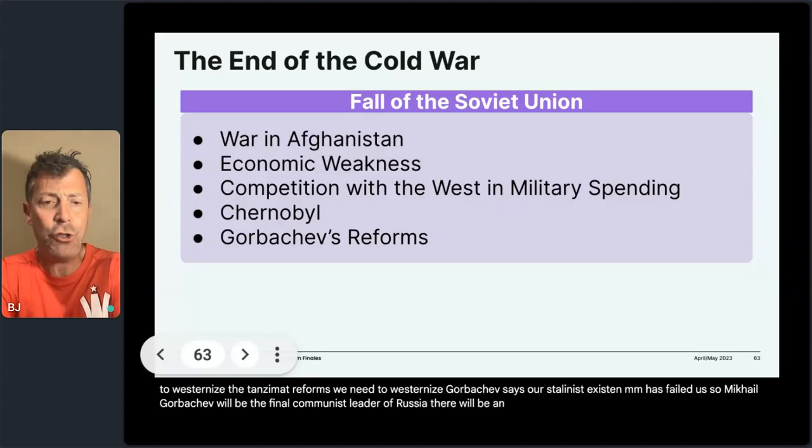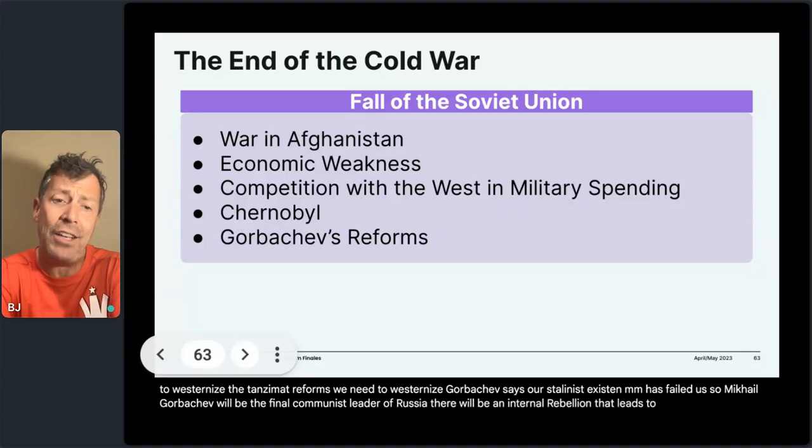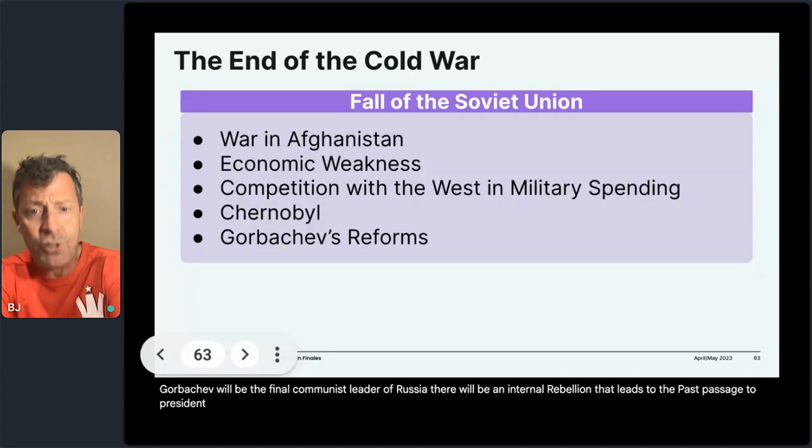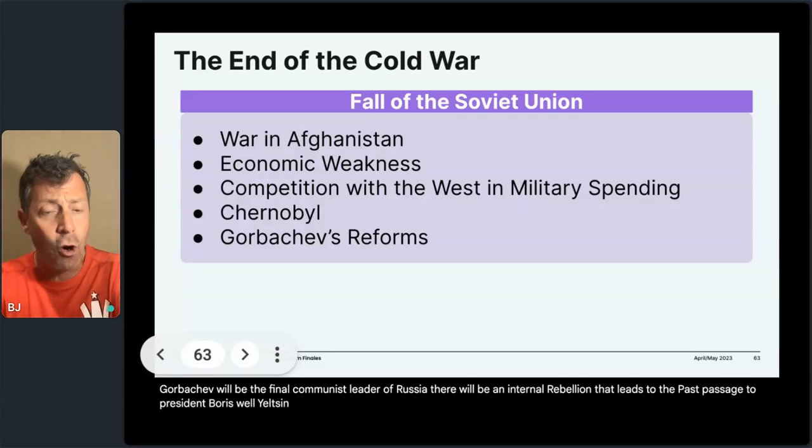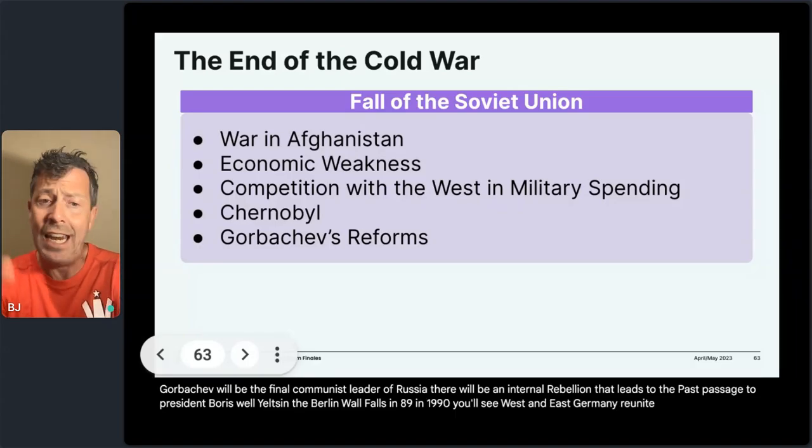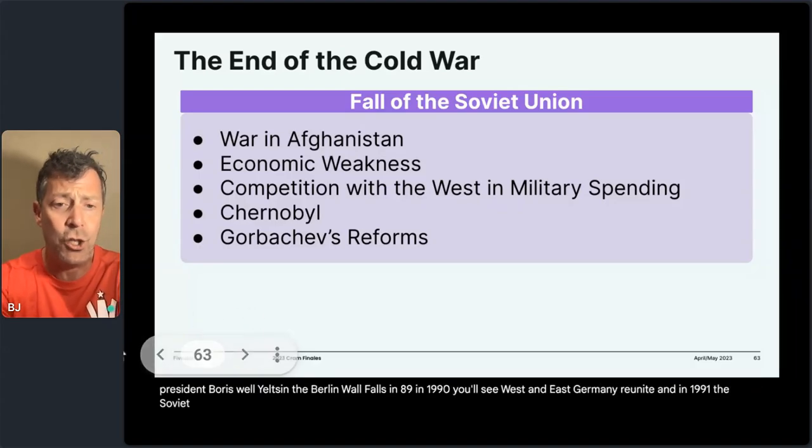There will be an internal rebellion that leads to the passage to President Boris Yeltsin. The Berlin Wall falls in 89. In 1990, you'll see West and East Germany reunite. And in 1991, the Soviet Union is no more.